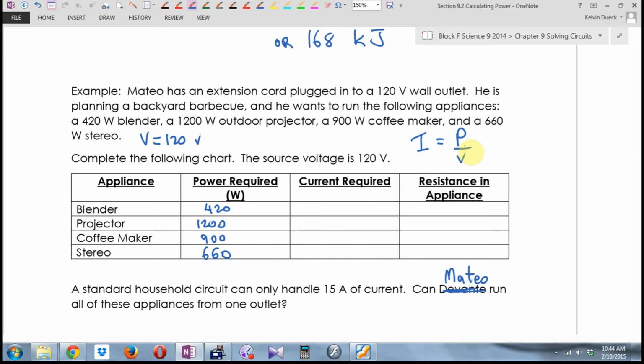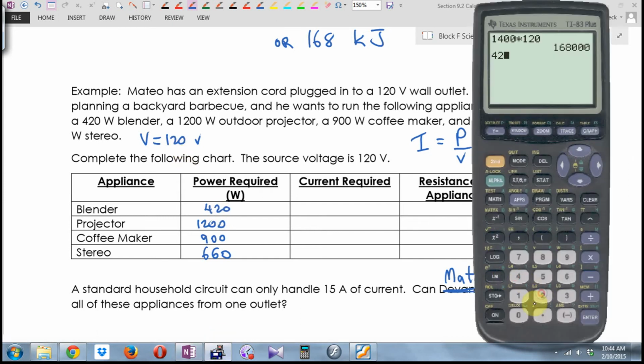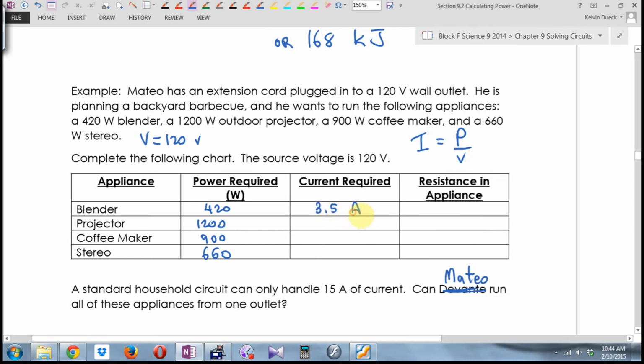So you ready? On my calculator, how many amps are required to run a 420 watt blender from a 120 volt outlet? It's going to be 420 divided by 120, which is 3.5 amps. How many amps are required to run that projector? Do the math, please. Guys, you can't guess. You have to calculate this. 10. Right? 1200 divided by 120.